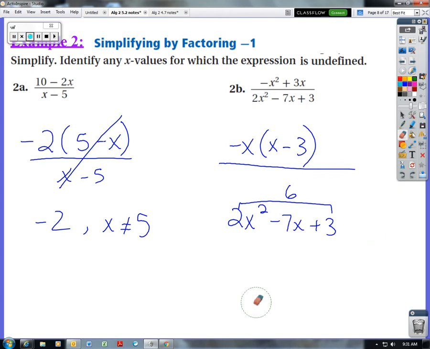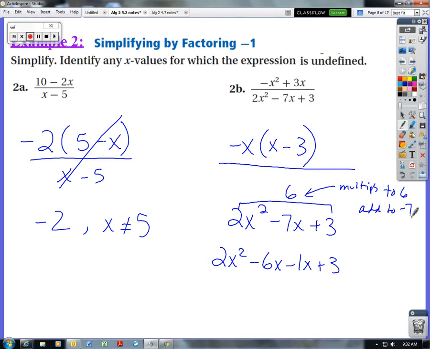I did this wrong. Bring down the 2x squared. You want two numbers that multiply to 6 and add to negative 7. So that's going to be 6 and 1, and they're both going to be negative. That's to multiply to 6 and add to negative 7. Negative 6 and negative 1 will do the trick. Okay, now we're going to factor out a GCF, which is 2x.